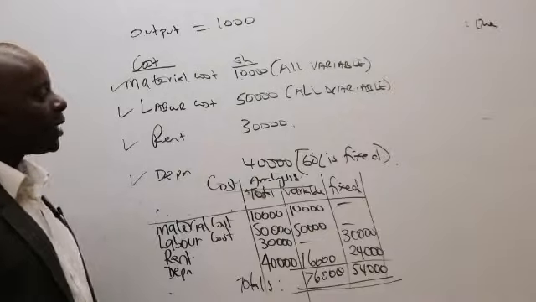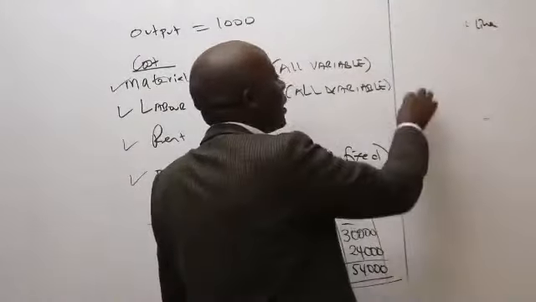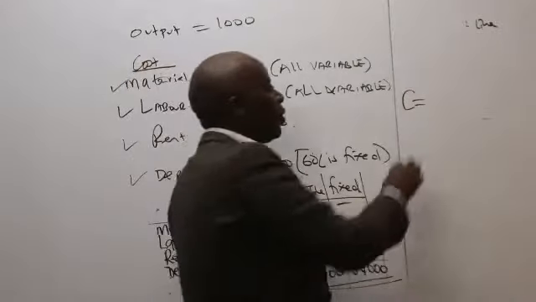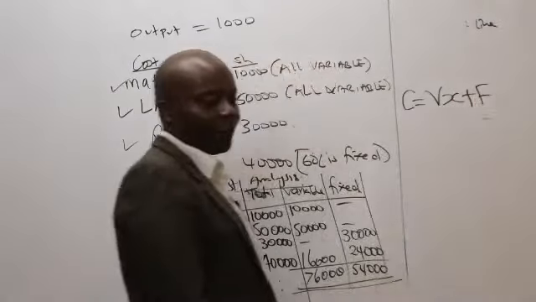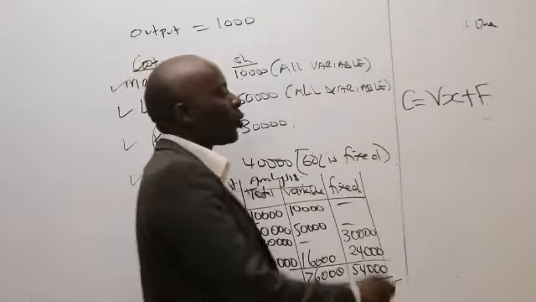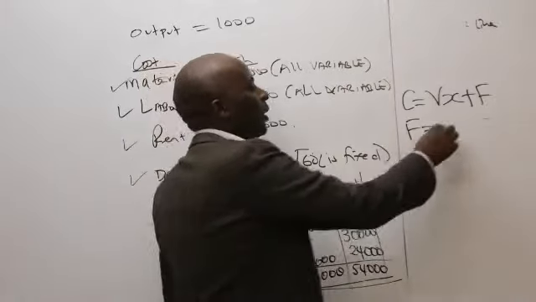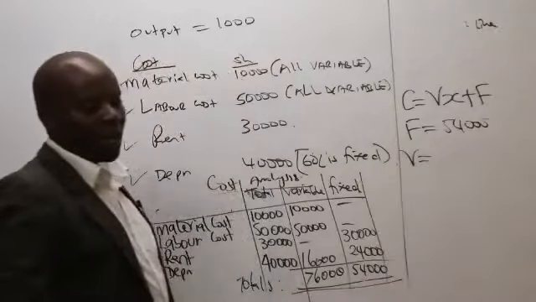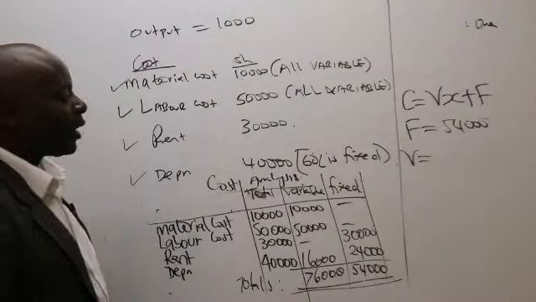Now, once I get that, ladies and gentlemen, the very first thing I'm supposed to remember is that the account analysis method is supposed to generate equations of this form: C equals Vx plus F. I do not have a problem whatsoever with fixed cost. I know that the fixed costs here are 54,000. However, you have to be very careful with V, because V is variable cost per unit.